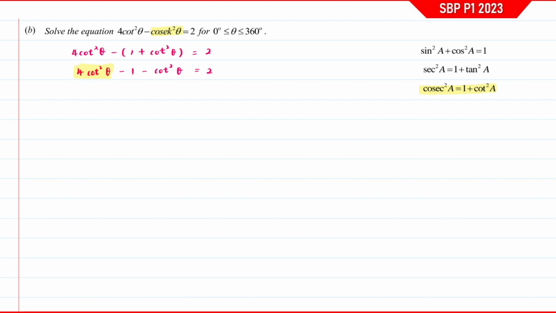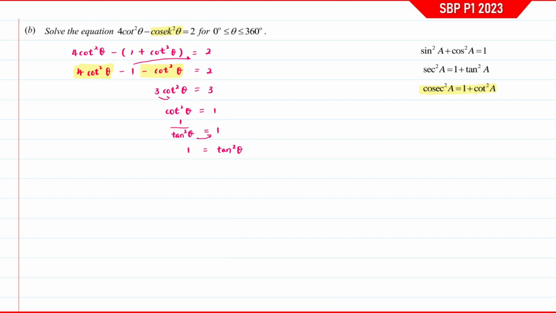So 4 cotangent square theta minus cotangent square theta, we're going to be left with 3 cotangent square theta. And we're going to move the negative 1 to the other side. So 2 plus 1 is equal to 3. Then move the 3. So cotangent square theta is equal to 3 divided by 3, which is 1. So cotangent square theta, we can write it as 1 over tangent square theta. This is equal to 1. So when we move it to the other side, it will be 1 equal to tangent square theta.